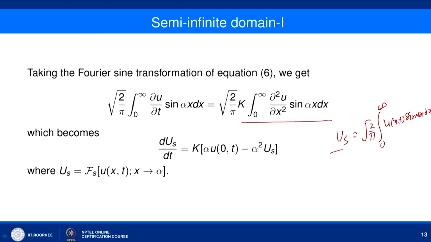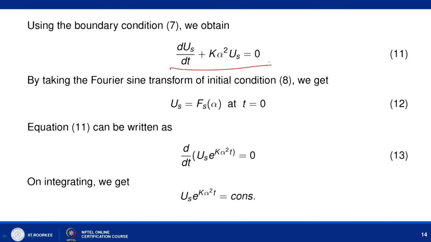So we are denoting this as us. We can write this as du/dt equal to k times, using our result 1, alpha u(0,t) minus alpha square us. But our u(0,t) is 0, as it is already assumed that we have a homogeneous boundary condition. So this part is gone, and using the boundary condition we obtain dus/dt plus k alpha square us equal to 0.